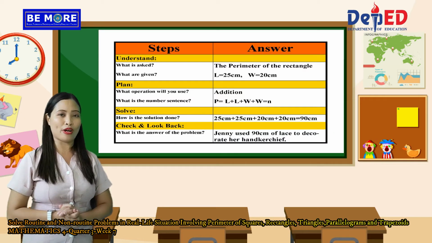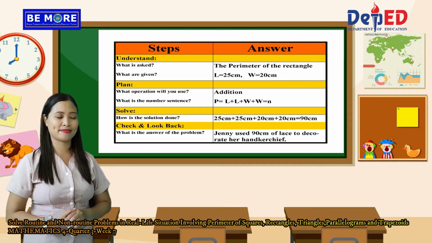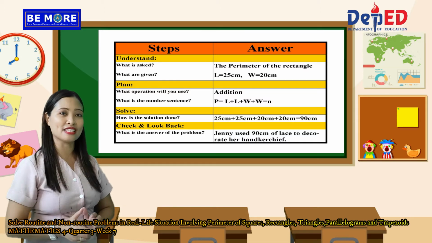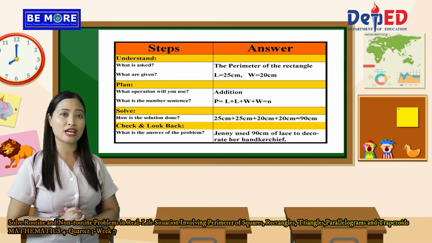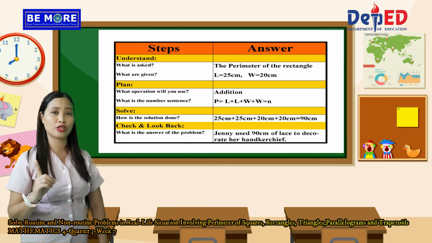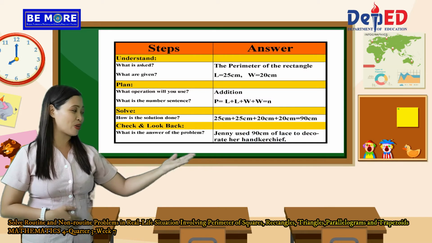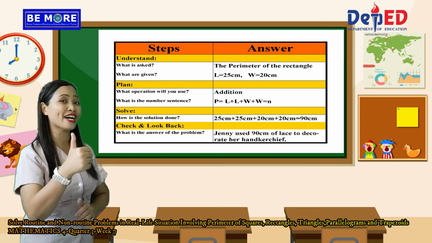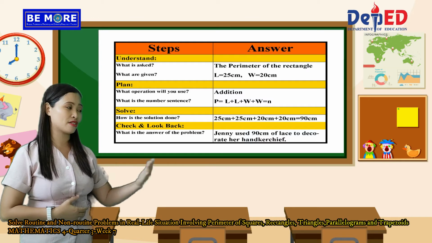Let's start with step 1. What do you think is asked in the problem? Alright, the length of the lace which Ginny has to buy to decorate the sides of the handkerchief. This represents the perimeter of the rectangle. How about the given? You got it right. It has 25 centimeters in length and 20 centimeters in width.